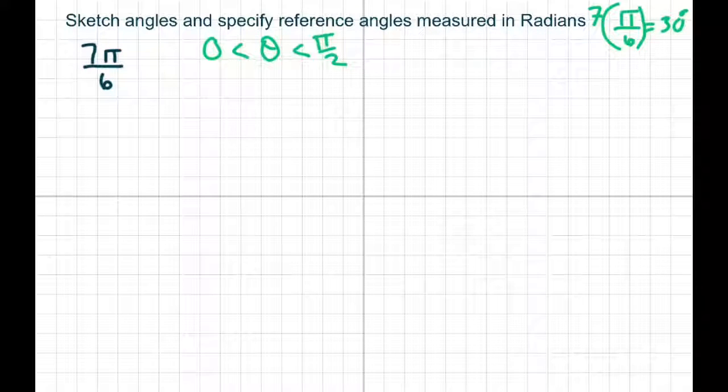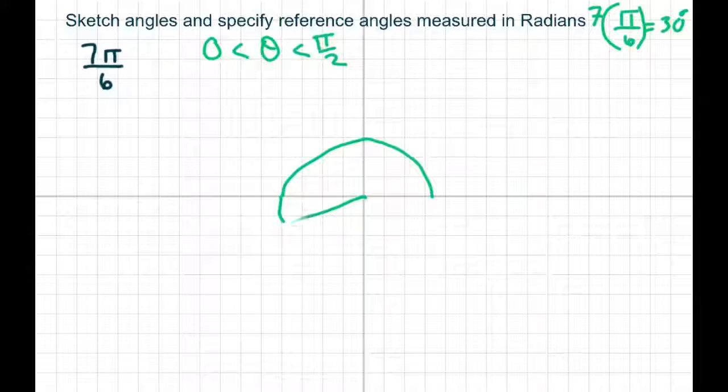We have 7 of these 30s. So there's 3 of them there, 3 more 30s, because 3 30s make a 90, and we need 1 more 30. But we already knew that was 210, because 7 times 30 is 210. So there you go. Alright, so there's your angle.